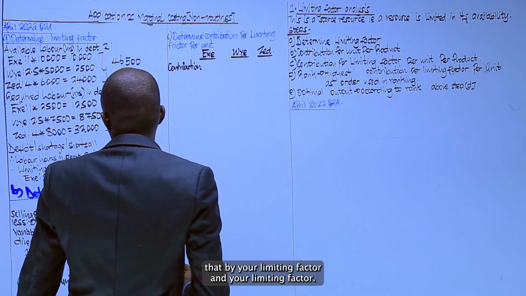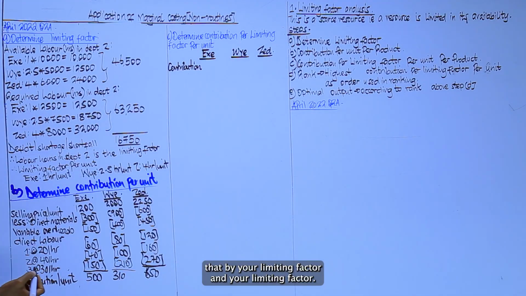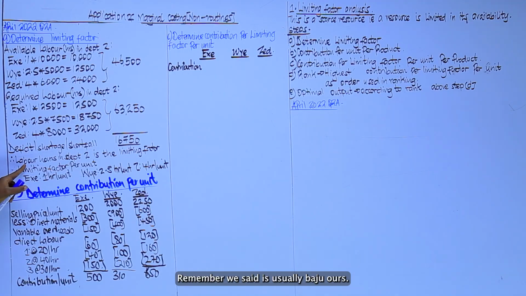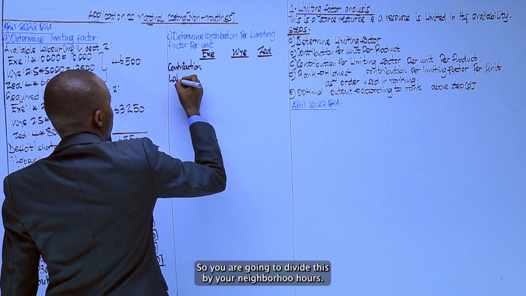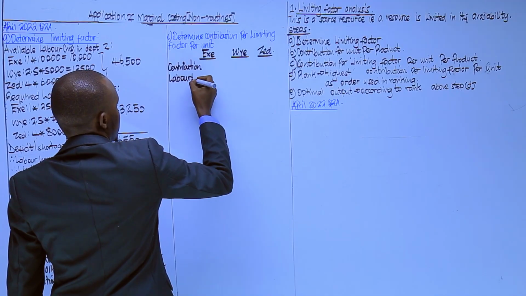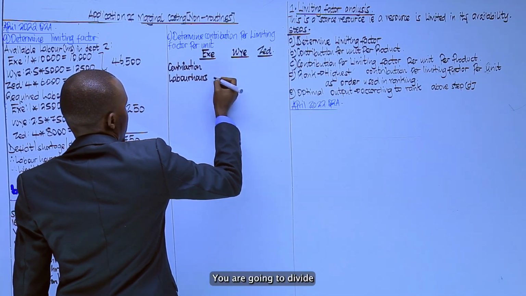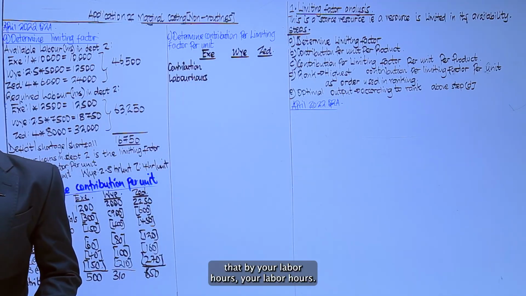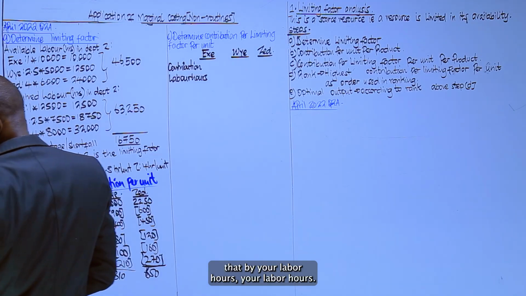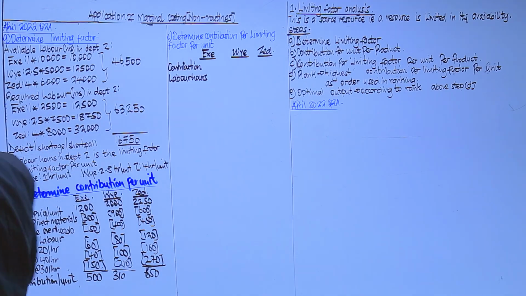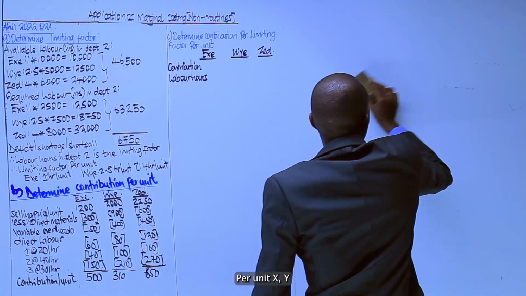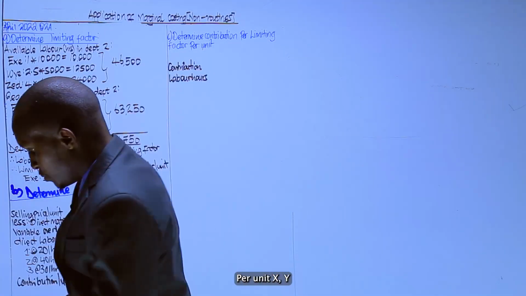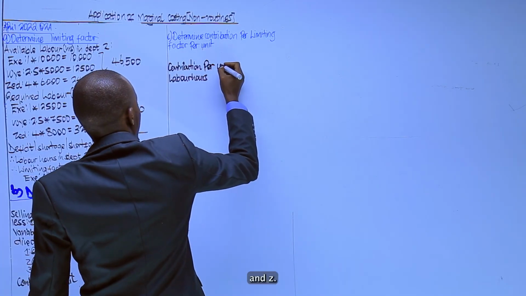To determine the contribution per limiting factor per unit, you're simply going to take your contribution and divide that by your limiting factor. And your limiting factor, remember we said, is your labor who? Hours. So you're going to divide this by your labor hours per unit, for X, Y, Z.